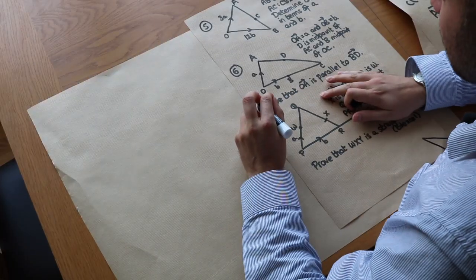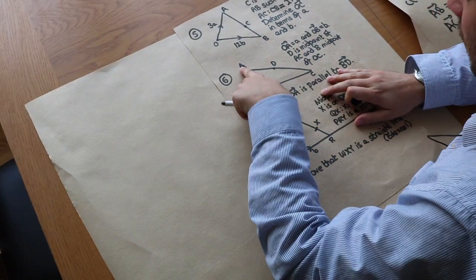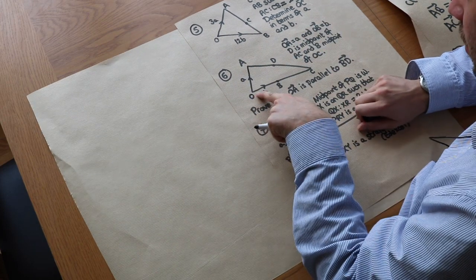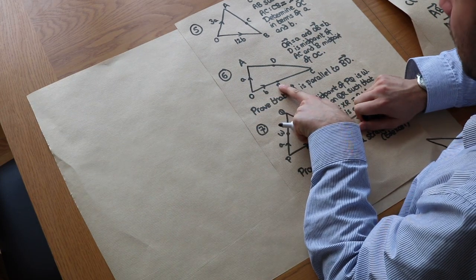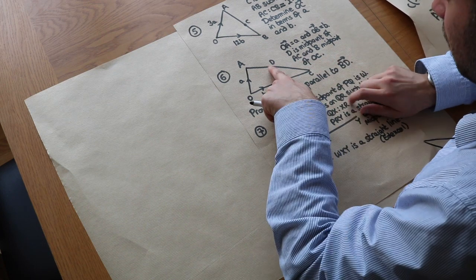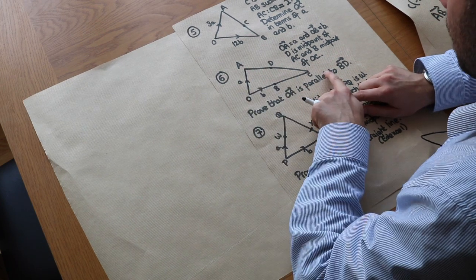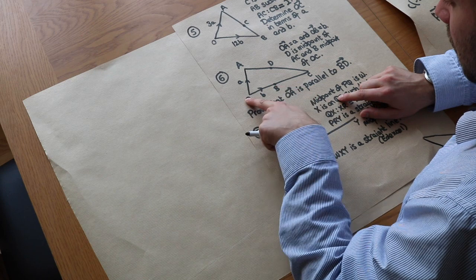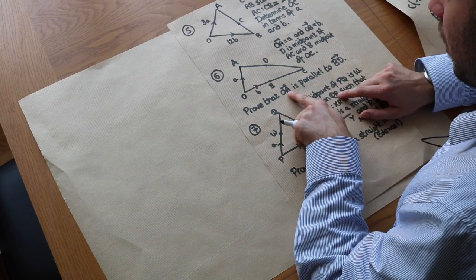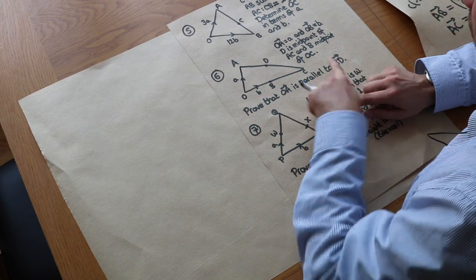Now question 6. O to A is A, so that's A there. O to B is B, so from here to here is B. D is the midpoint of AC, and B is the midpoint of AC. Prove that O to A is parallel to B to D.